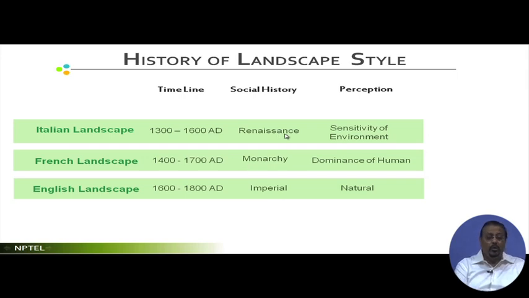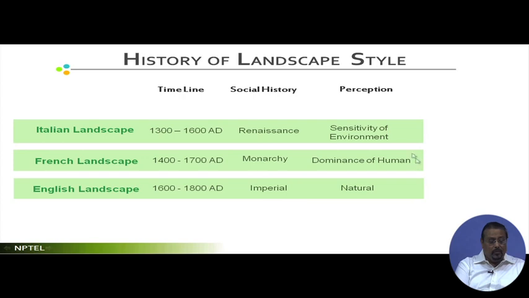The Italian landscape social history was Renaissance, and the perception was sensitivity of environment. If you recall, in the beginning of my lecture on this history, we said that we will be evaluating it on different aspects, and the landscape styles are of different kinds, with different perceptions and different expressions. The French landscape social history was monarchy, and there was a dominance of human in this. English landscape, it was imperialism, and the perception was natural. This makes them different from one another.